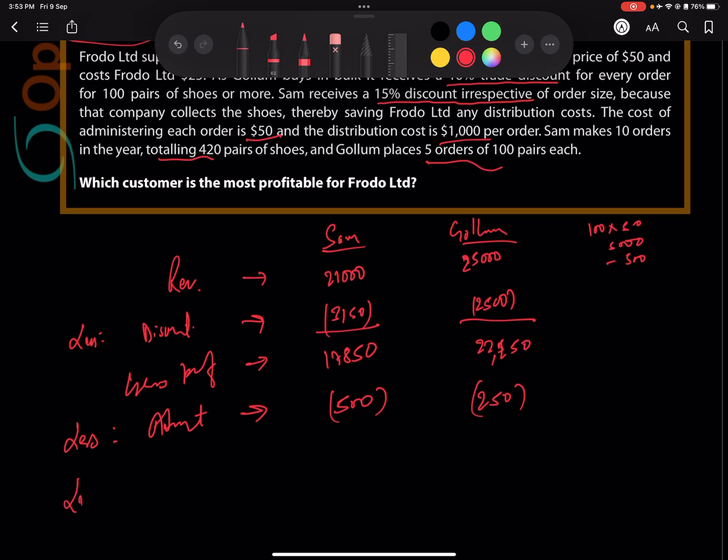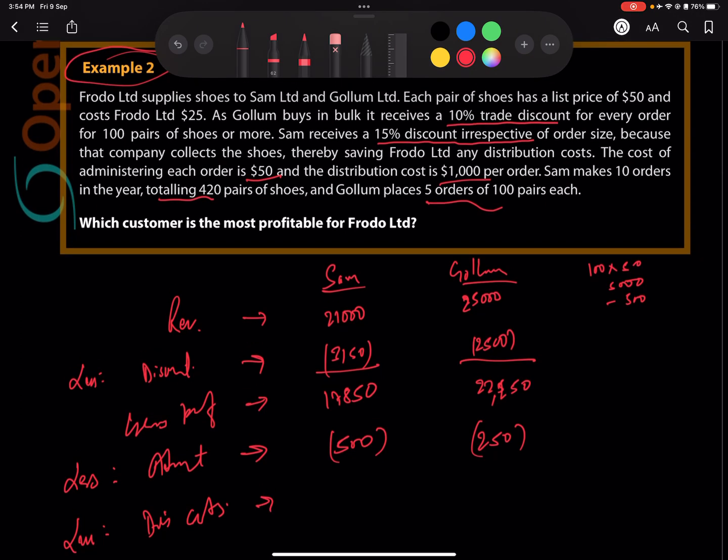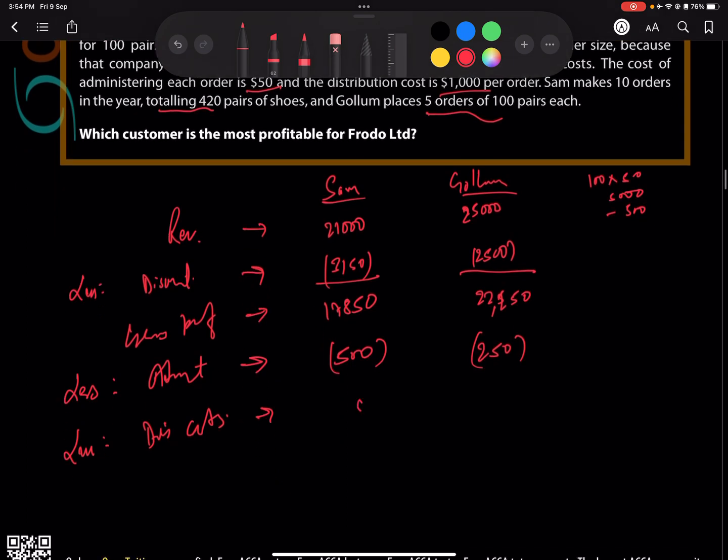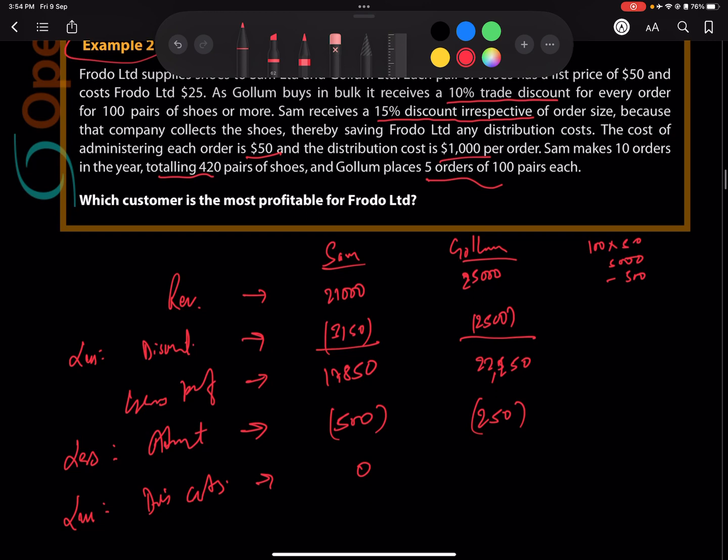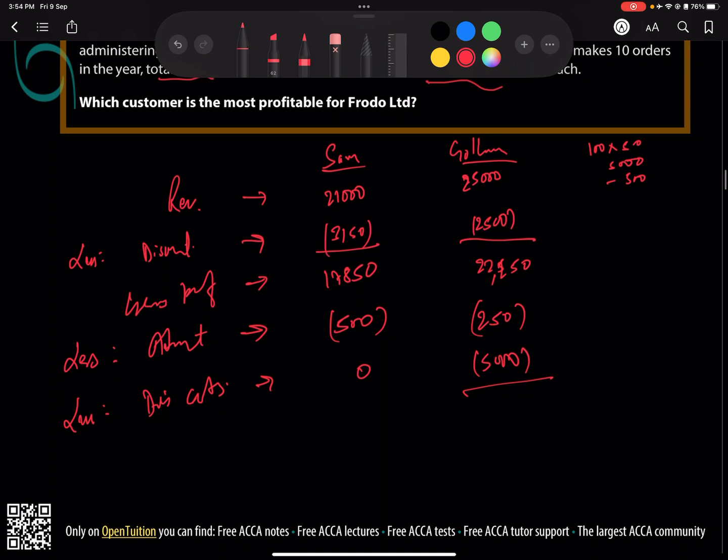Next thing, we have some distribution cost. Who does it apply to? Let's just see. Sam receives because the company collects the shoes. So Sam basically goes and collects. So there is no distribution cost for them. For the other one, what is it? 1,000 per order, right? So that's going to be 5 orders times 1,000 per order. It's going to be 5,000. Okay, that's a huge cost for the company, for distribution.